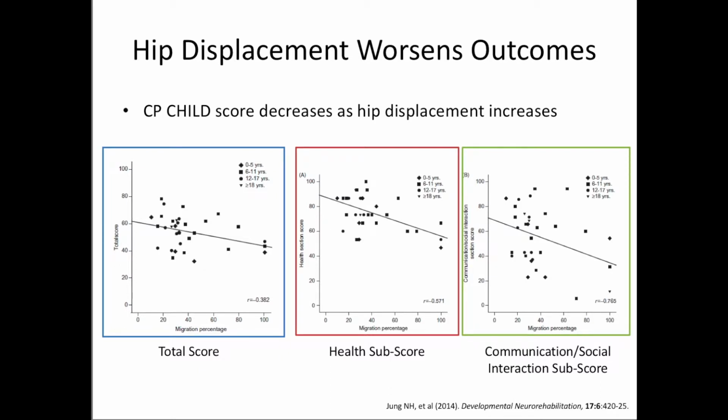We now have even better evidence that hip displacement matters in non-ambulatory children. The CP Child questionnaire is a questionnaire that was developed in Toronto that allows us to gain the perspective of the caregivers on the child's function. As you can see here from these diagrams, the total score of the child's function decreases as the hip migration increases, as does their health, and their communication and social interaction also decreases with elevated migration percentage. We can see that the child's hip displacement significantly affects their outcome.